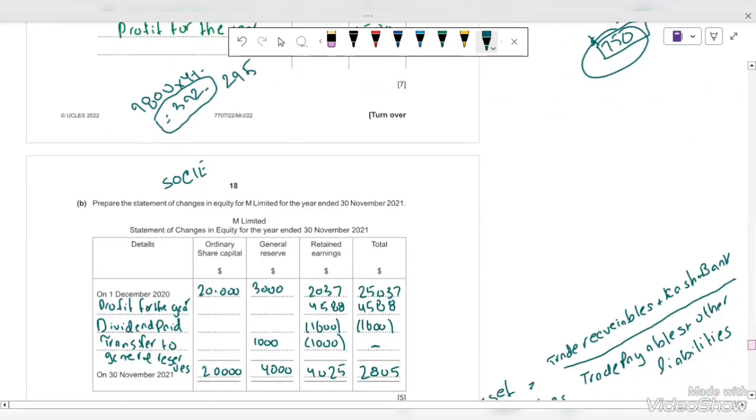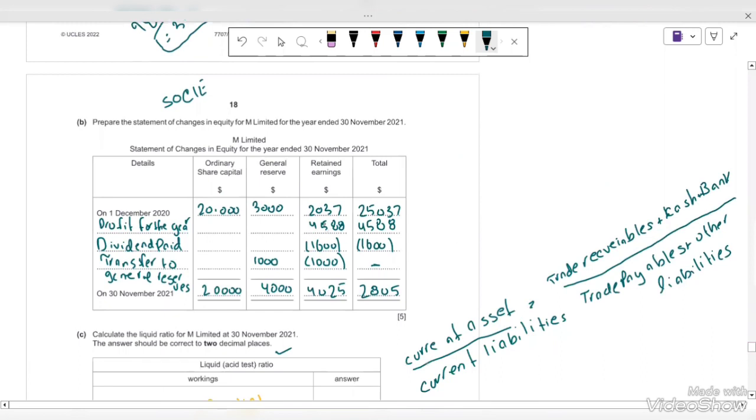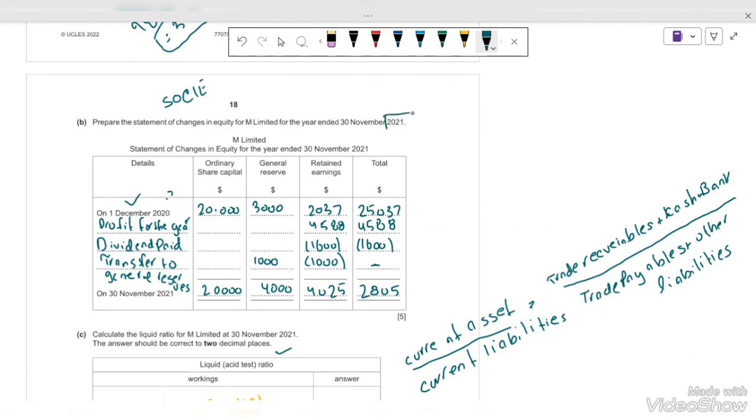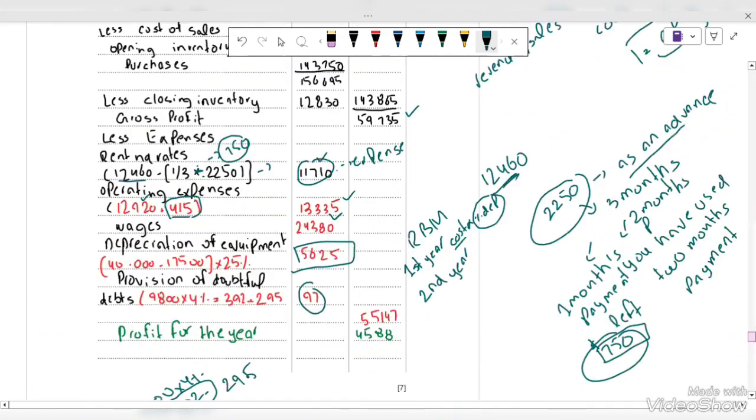Okay. So after that, we have part B, in which we have to make a ledger. First of all, you can see that we have columns and rows here. In the details, you can see 1st November 2020, which is our starting date, because the ending date is 30 November 2021. So 1st November would be our previous year, so we have the balance for the previous year. So what was the balance?